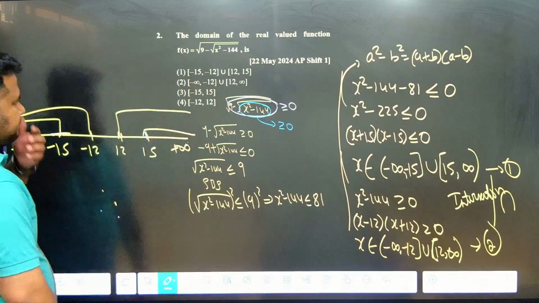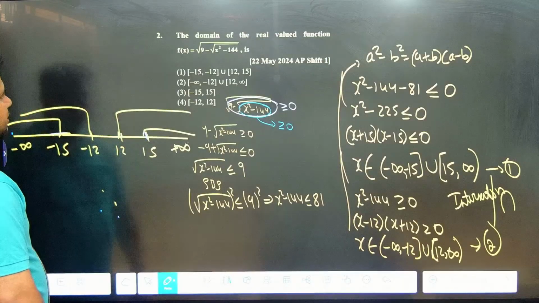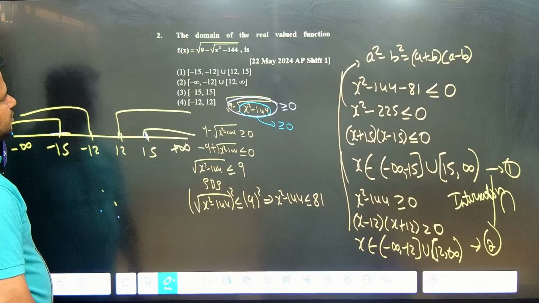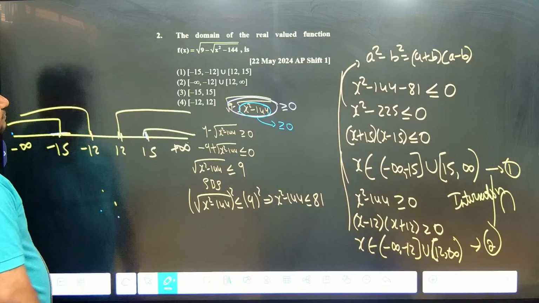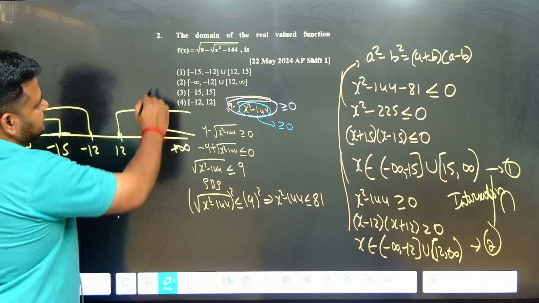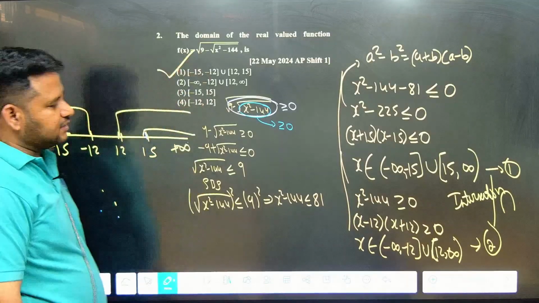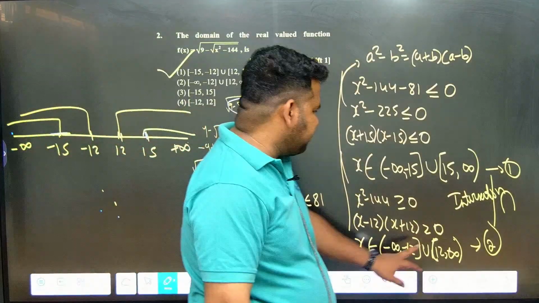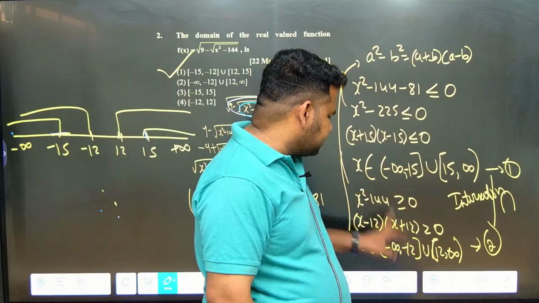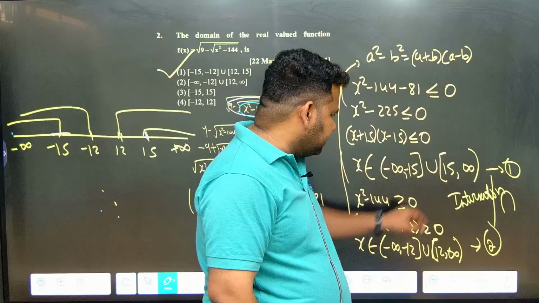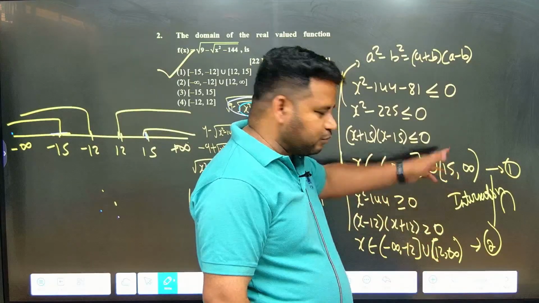Now if you see, what are the common regions? If you see clearly, by using this we can say that the first option is the correct answer. So see here, we are having these values. Minus 15 is included here, and 15 is also included here. In both the places they are included.